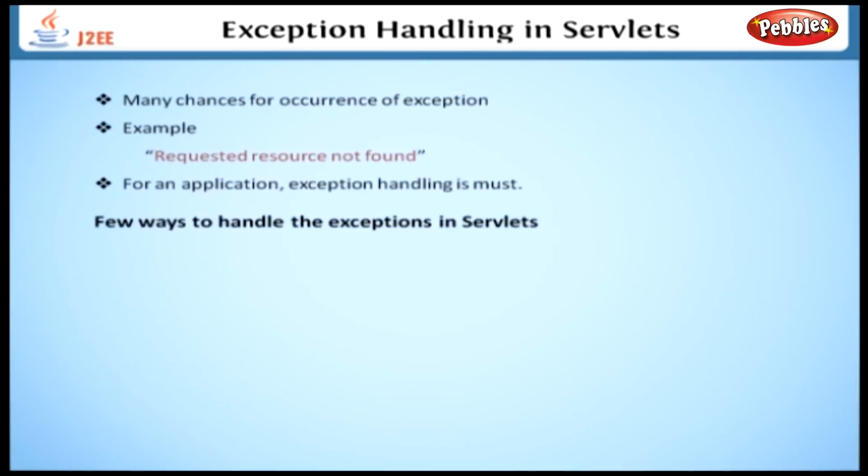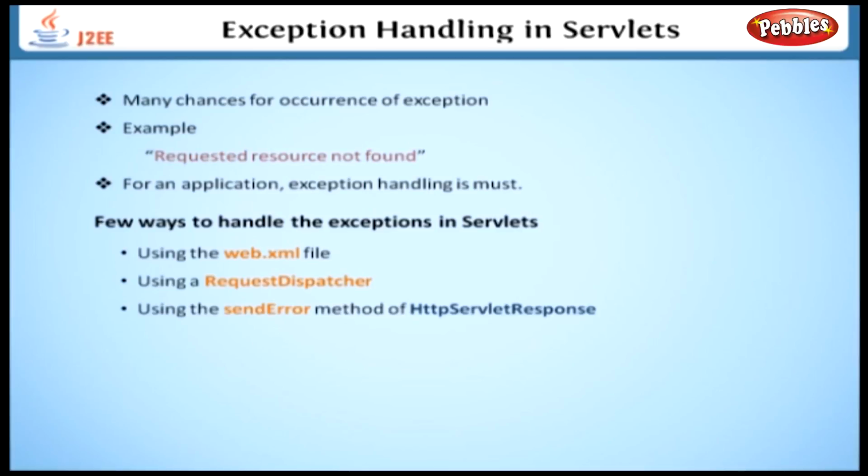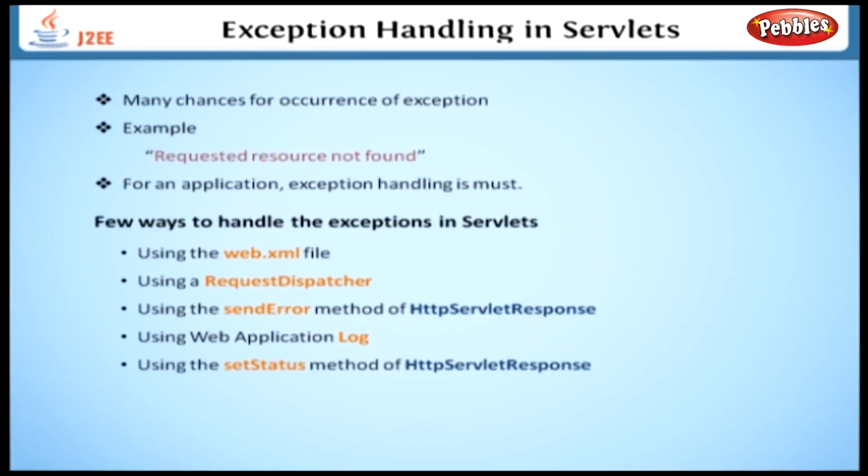Here are some of the ways to handle exceptions in servlets. Using the web.xml file to handle exceptions and errors. Using a RequestDispatcher to forward the request to an error page. Using the sendError method of HttpServletResponse. Using the web application log to record the exception messages. Using the setStatus method of HttpServletResponse to return the error status to the browser.